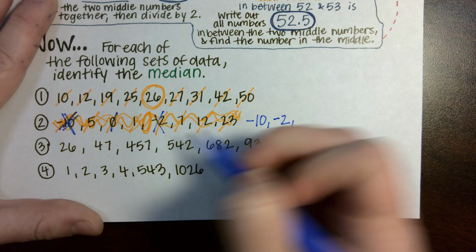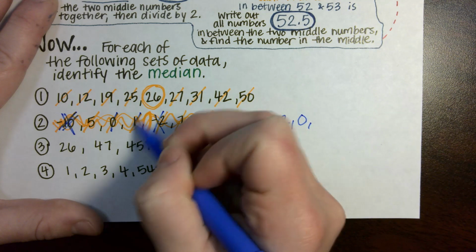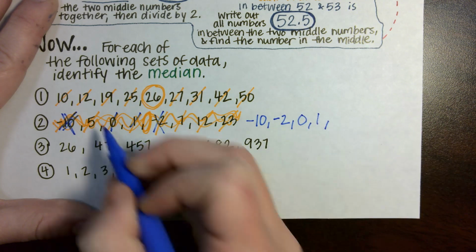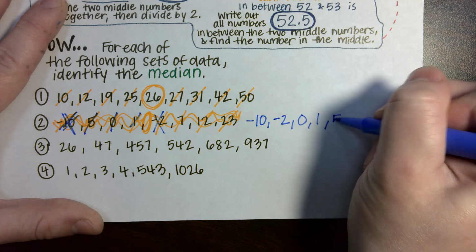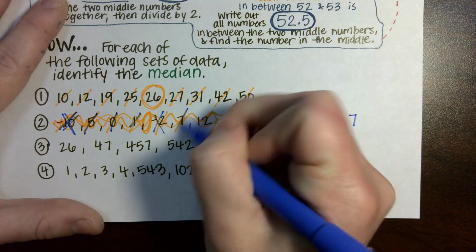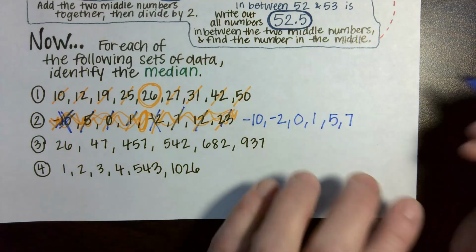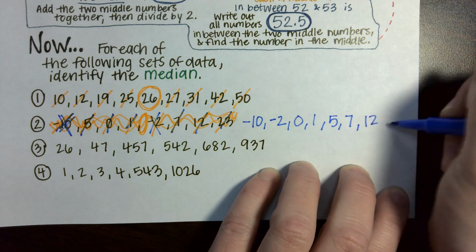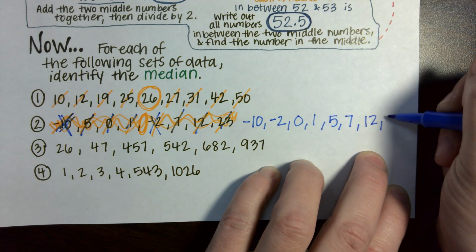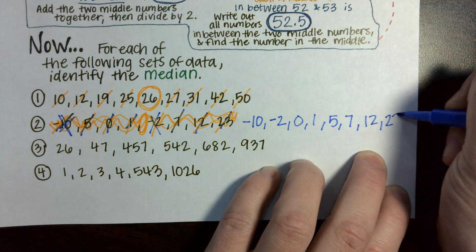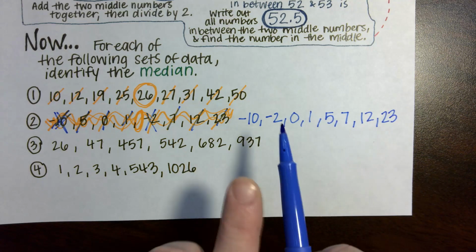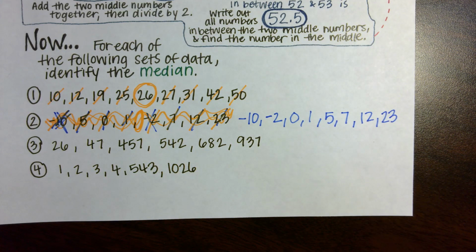Yep, then 0, 1, 5, 7, 12, 23. Good. So we're going to get a much different answer than what I just told you guys. We have to put our numbers in order first. Good reminder for everybody. Good reminder for me. I didn't do it.